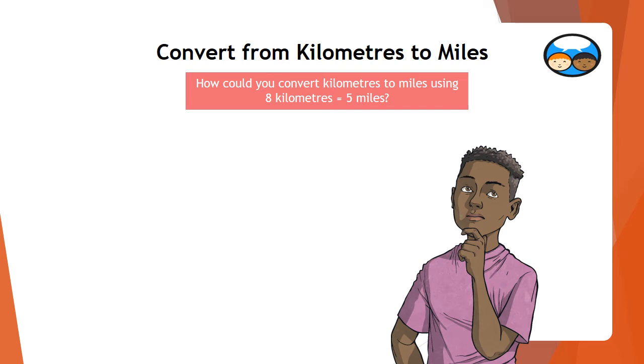So we've been looking at how to convert from miles to kilometres, but what if we wanted to convert kilometres to miles? If we use the same method, 8 kilometres is approximately equal to 5 miles. What would we need to do? Pause the video here and have a think.